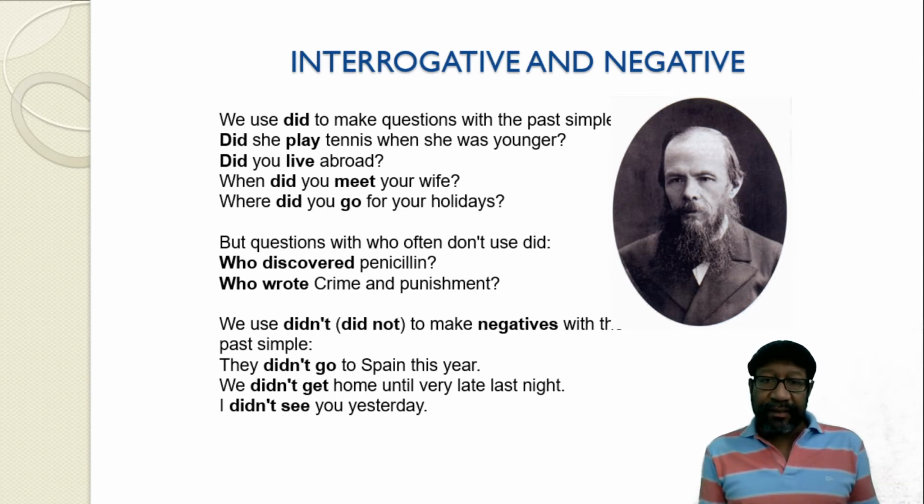We use didn't, the contracted form of did not, to make negatives with the past simple. So they didn't go to Spain this year. We didn't get home until very late last night. I didn't see you yesterday. So did not sounds more formal and didn't sounds more informal.